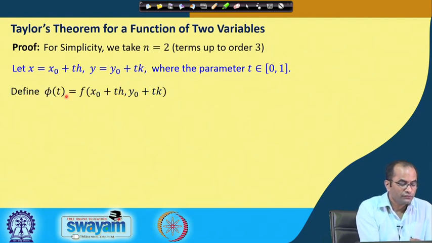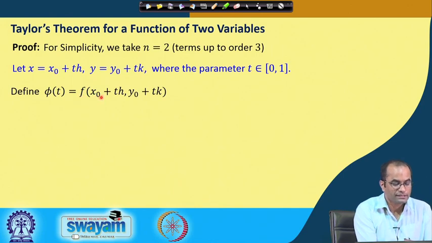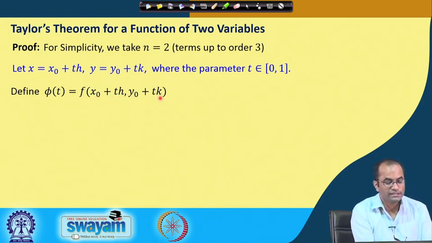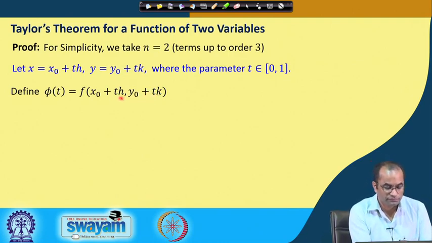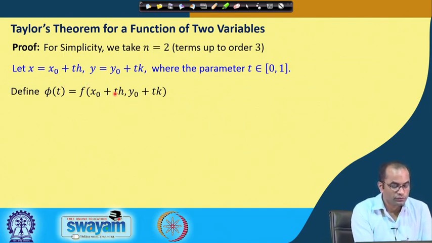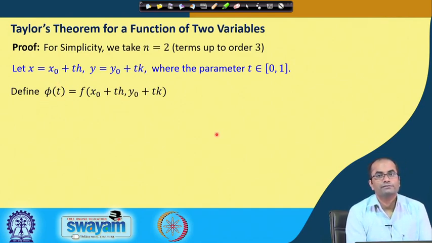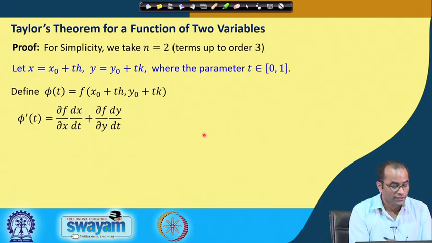Having this, we now define a function phi of t, the function f of x0 plus th, y0 plus tk. This h and k were given already in the expansion, so they are fixed. The point x0, y0 is also fixed, and then t varies in the interval 0 to 1. So, having x0 and y0 fixed, and h and k fixed, we have a variable t here.